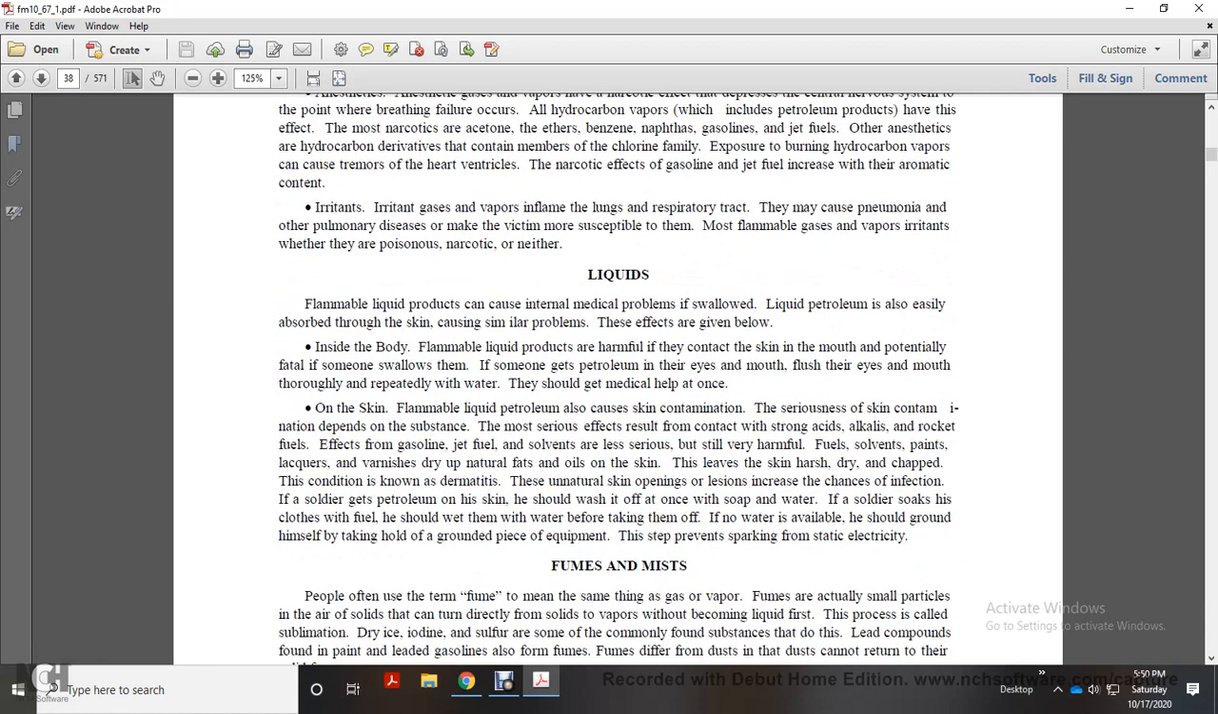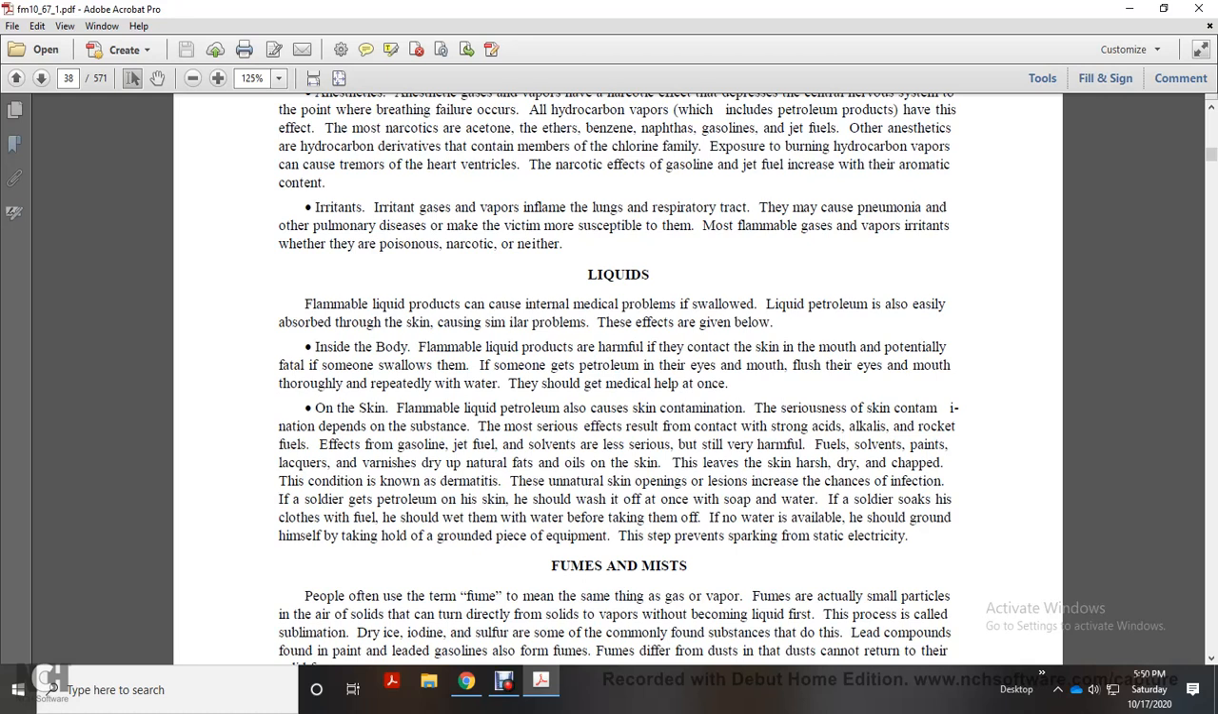Liquids. Flammable liquid products can cause internal medical problems if swallowed. Liquid petroleum is easily absorbed through the skin, causing similar problems with the effects given below. Flammable liquid products are harmful if they contact the skin and the mouth, and potentially fatal if someone swallows them. If someone gets petroleum in the eyes or mouth, flush the eyes and mouth thoroughly and repeatedly with water. They should get medical help at once.